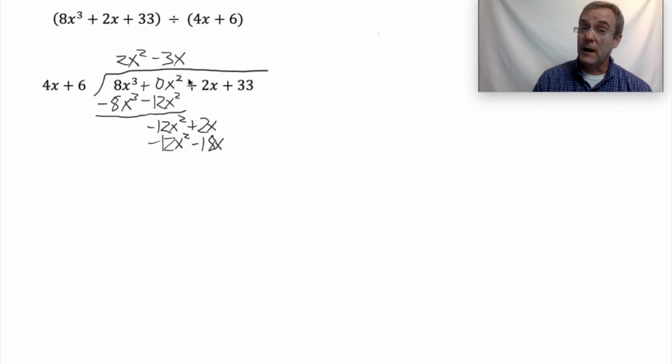Next, and apologies for the crowding, we're going to take that negative 12x squared minus 18x that we multiplied down off of the divisor and remove it from the original dividend.